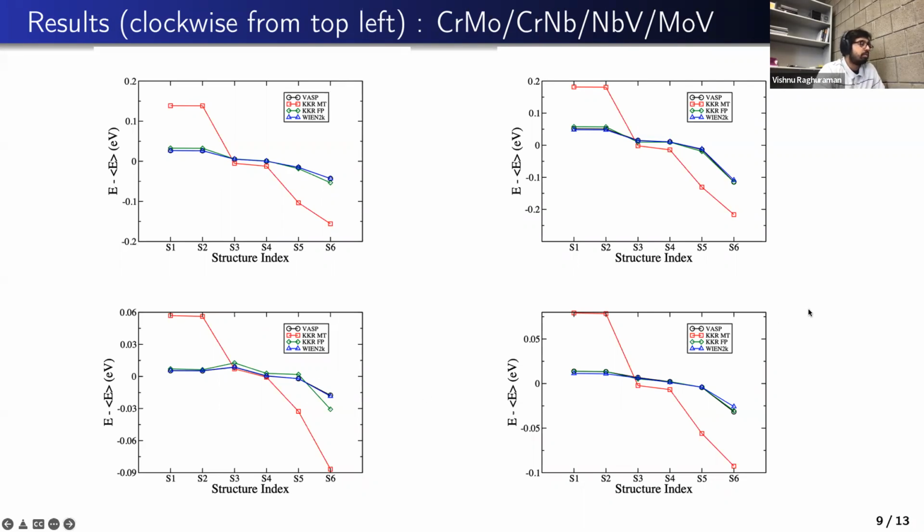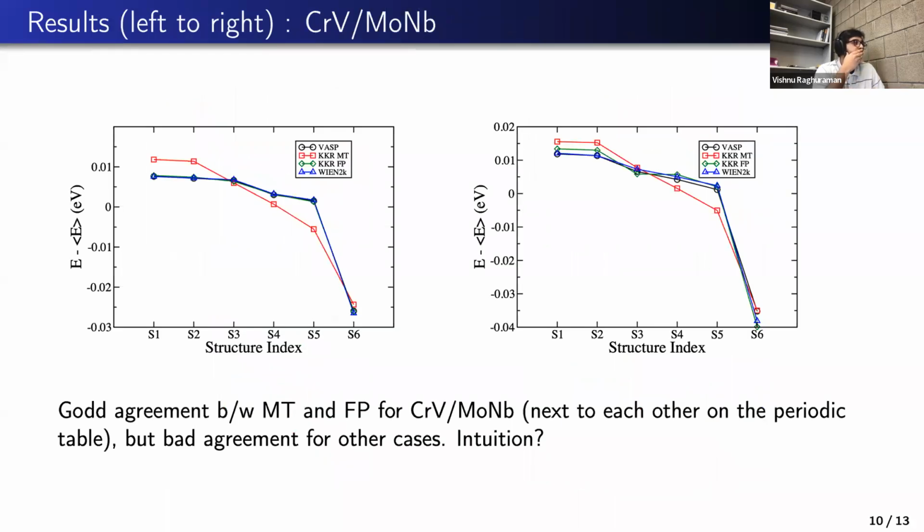But when we did the other 2 systems left over, which are chromium vanadium and molybdenum niobium, we find that the muffin tin actually agrees quite well with full potential. And all 4 of them agree with each other to an acceptable degree. So this seemed a bit confusing as to why.